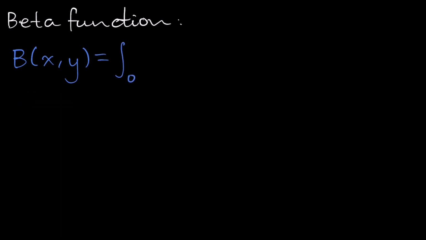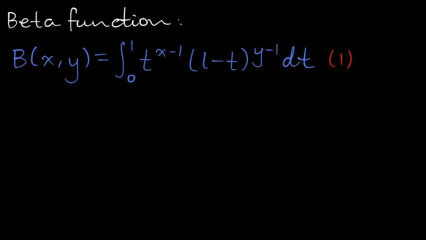This is defined to be the integral from 0 to 1 of t to the x minus 1 and 1 minus t to the y minus 1 dt. It's a very straightforward definition, and this is the first property. We're not going to derive why this is the definition first, but this definition helps us derive the relationship between the beta function and the gamma function.